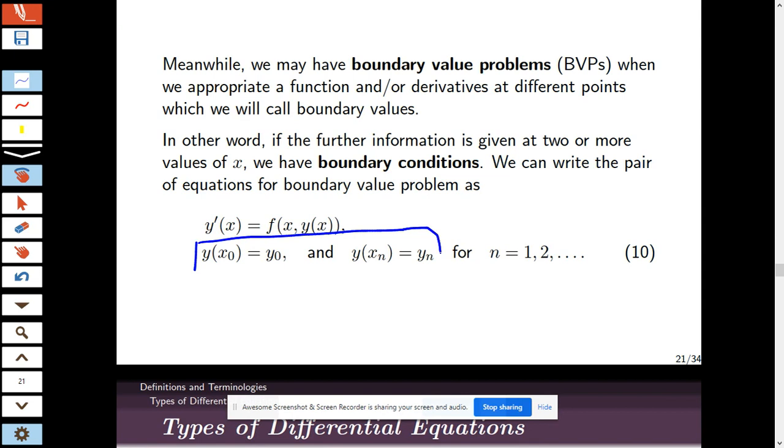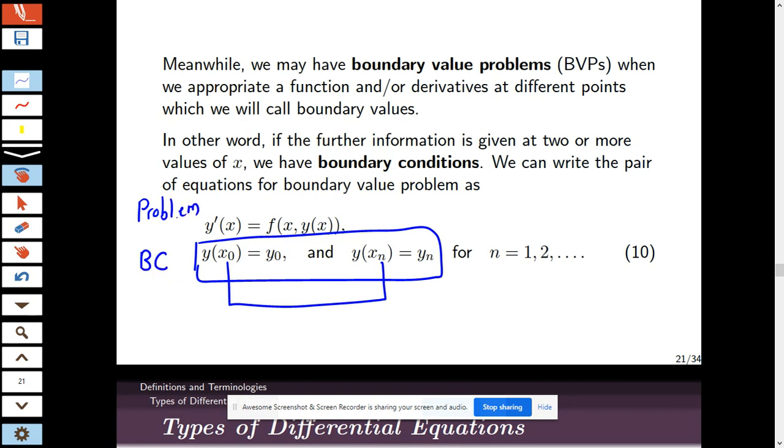Here is the key point: x naught and xn. We have initial, we have boundary value. We have boundary condition, sorry. This is the problem. This is the boundary condition. So we have a boundary value problem.